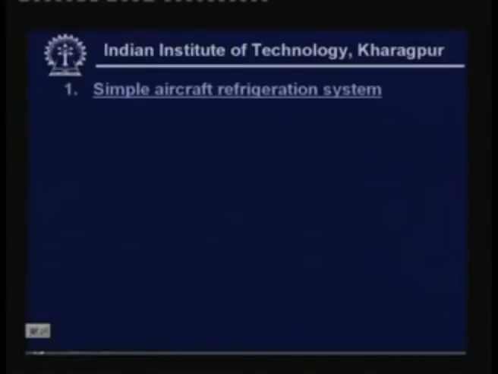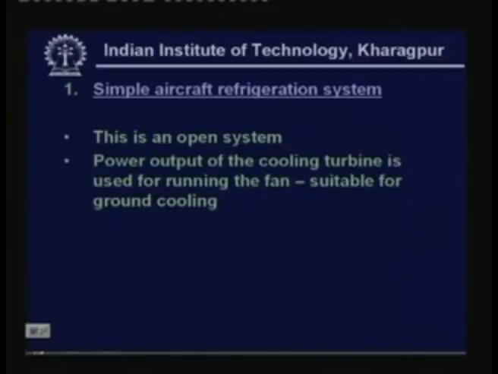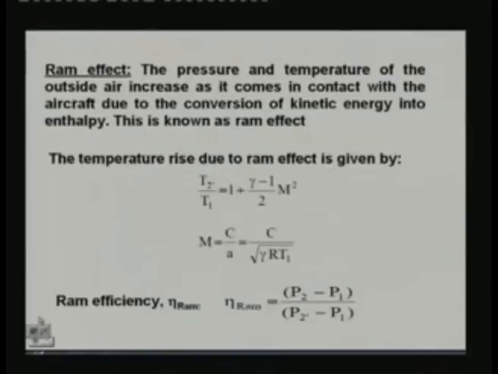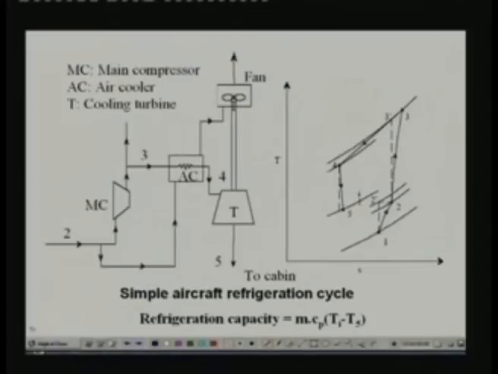The first one is what is known as the simple aircraft refrigerant system or a simple system. This is an open system. The power, let me first explain the cycle. So let me begin at point 2. And let us look at the TS diagram first.